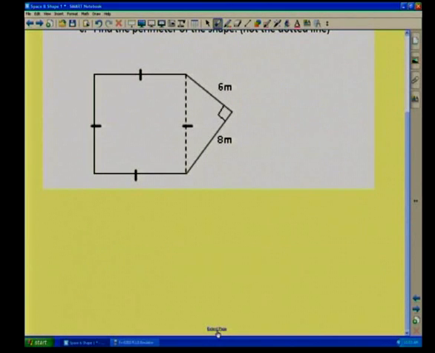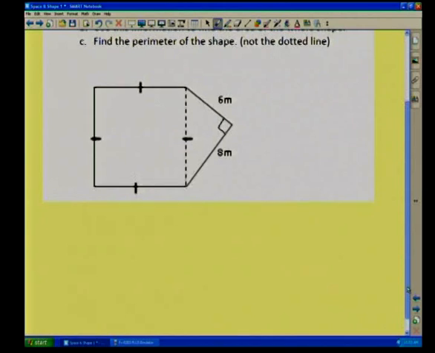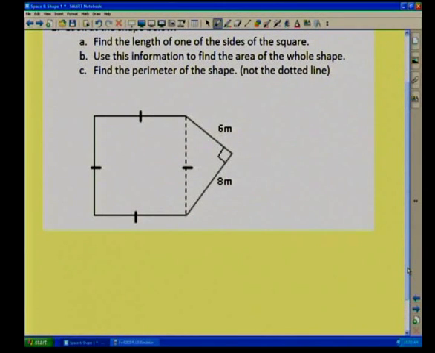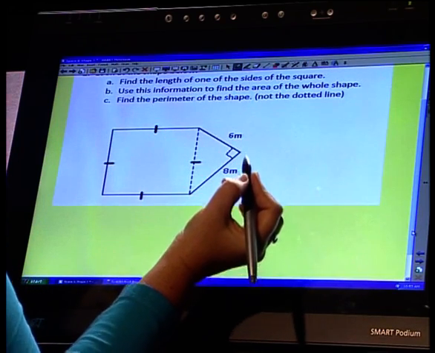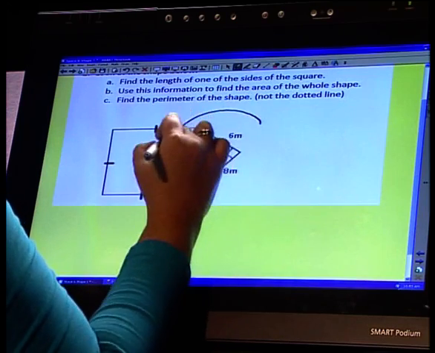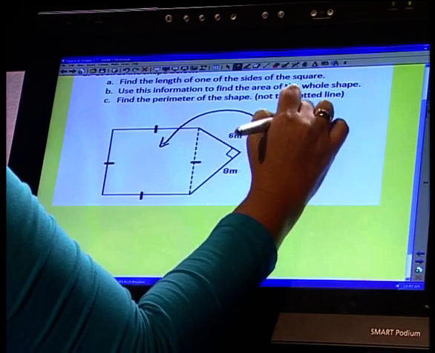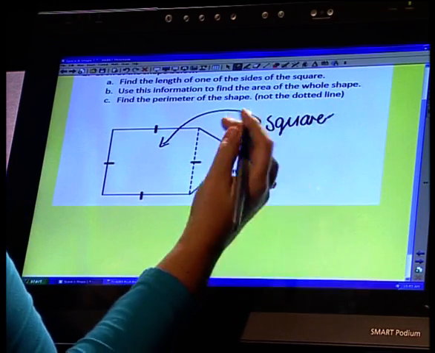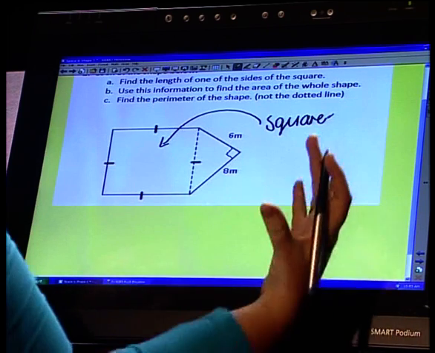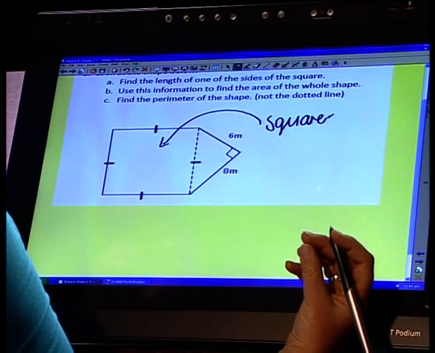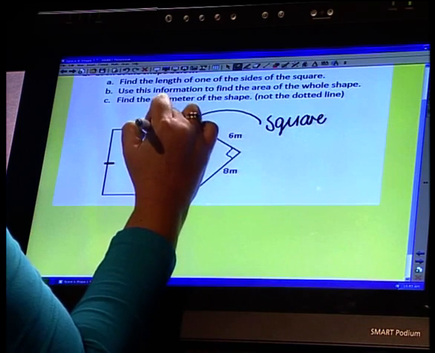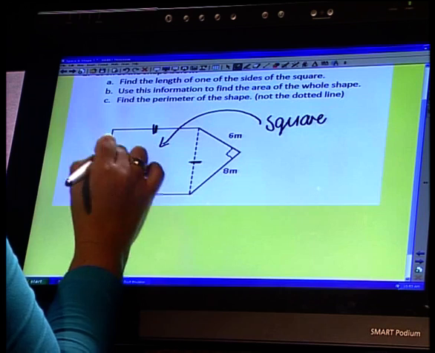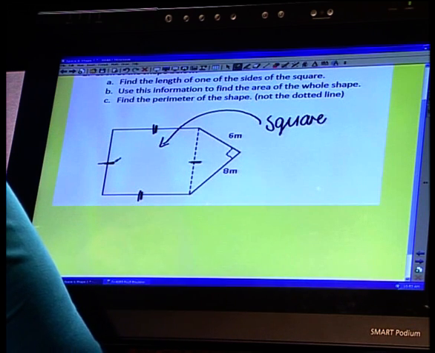Part A was to find the length of one of the sides of the square. Now, always have a look at your diagrams very carefully. You might notice that this doesn't look like a square, because with distortion of the paper or the printing, you might not necessarily have it the way it should look. So therefore, you need to look for the symbols. You can see that this has got 4 straight lines here, which means that those 4 sides are equal to each other, and therefore it is a square.